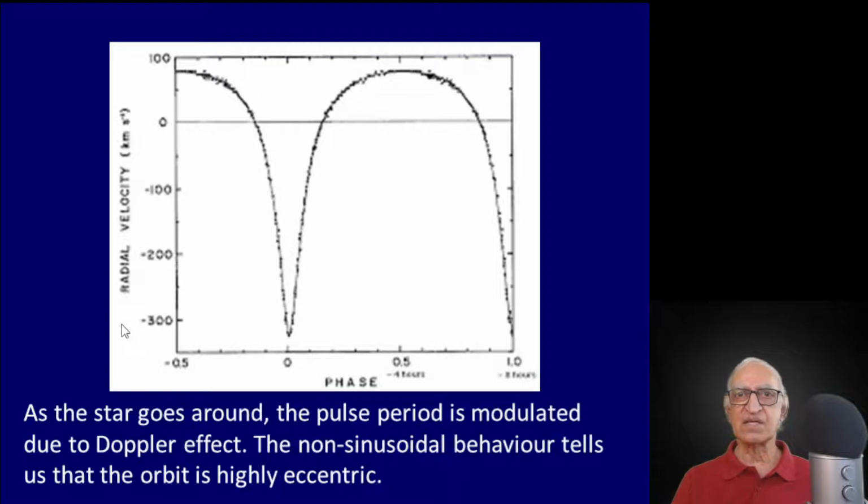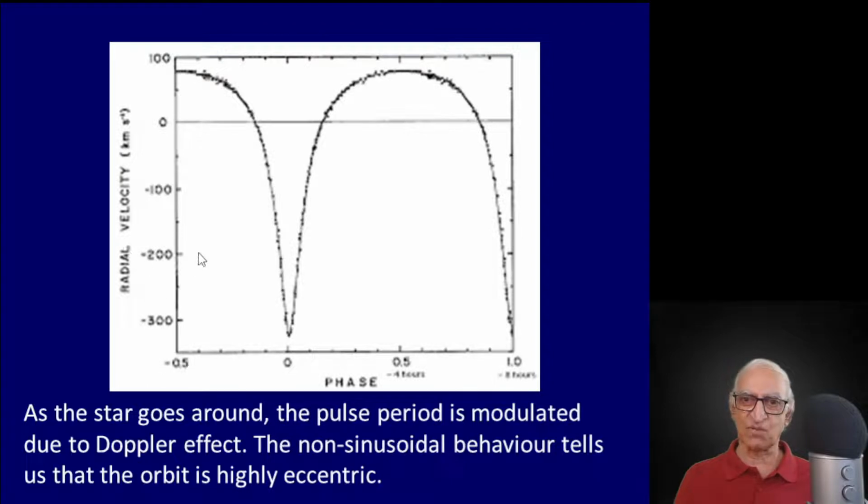Now this pulsar emits pulses, tick, tick, tick. So you can measure the period of the pulsation. Now, if this pulsar was absolutely stationary, then the pulse period will remain the same. But because it's a binary, it is going around the common center of mass, there will be a Doppler shift of the pulse period. Okay? There will be blue shift and red shift.